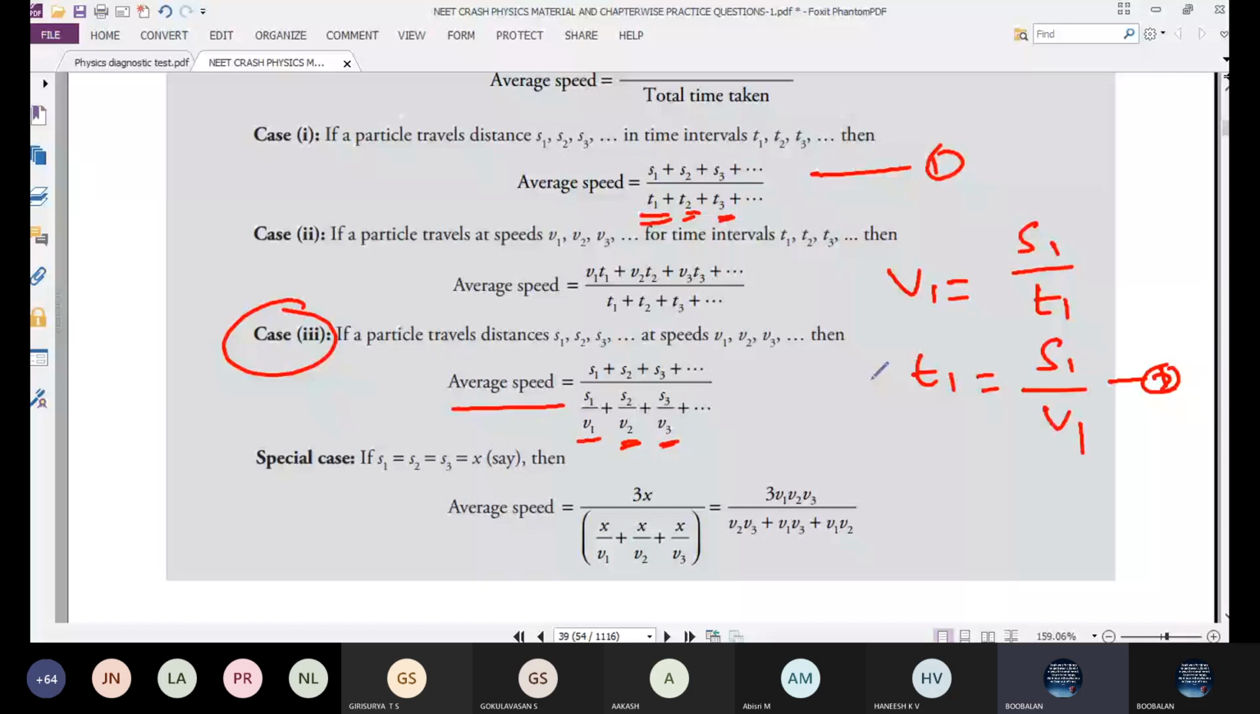Okay. In this case, the distance values S1, S2, S3 are each equal to X. That means S1 is 10, S2 is 10, S3 is 10. Now 10 plus 10 plus 10 means 30. Now I write it as X: 3X divided by X by V1 plus X by V2 plus X by V3. Do the cross multiplication. Finally, you will get 3 V1 V2 V3 divided by V2 V3 plus V1 V3 plus V1 V2. Please take notes.